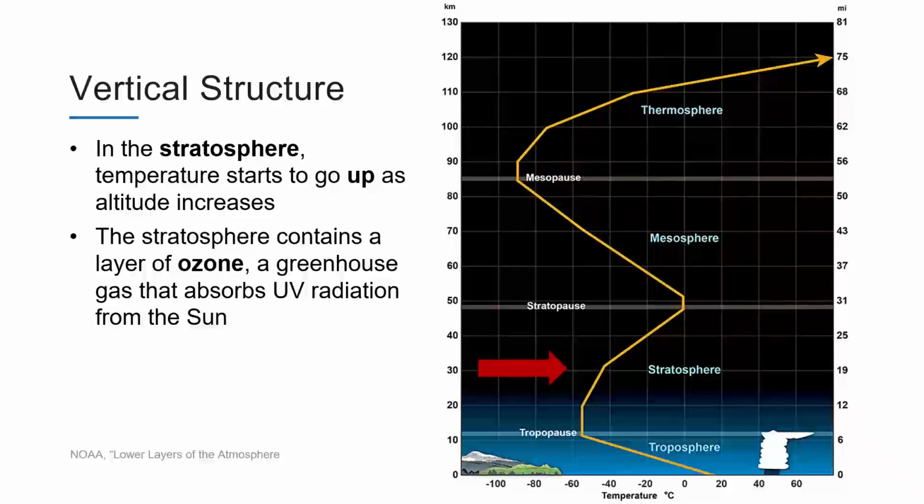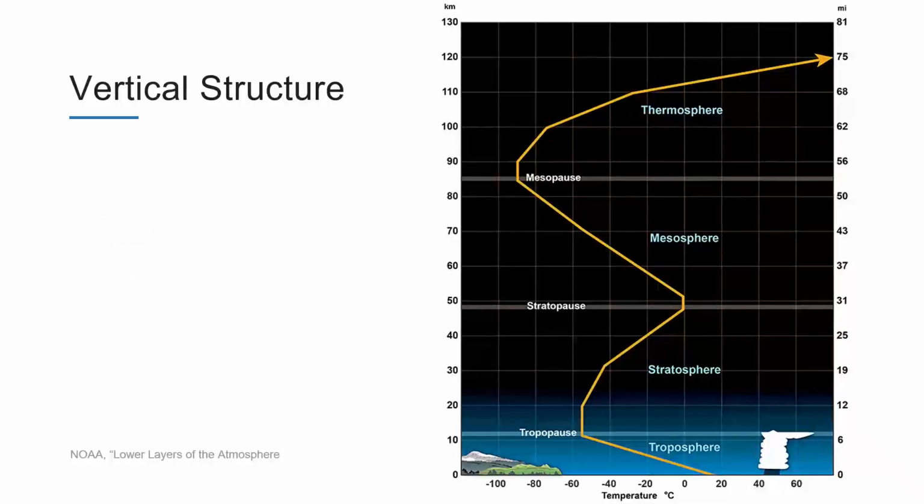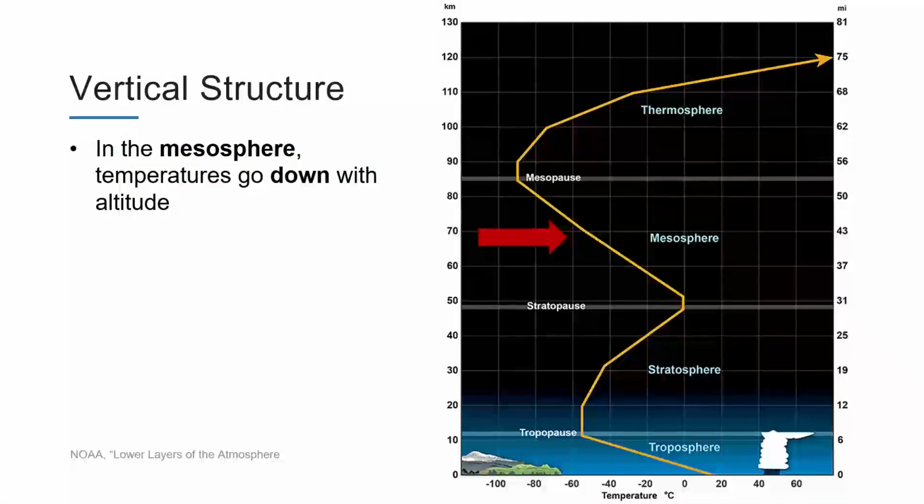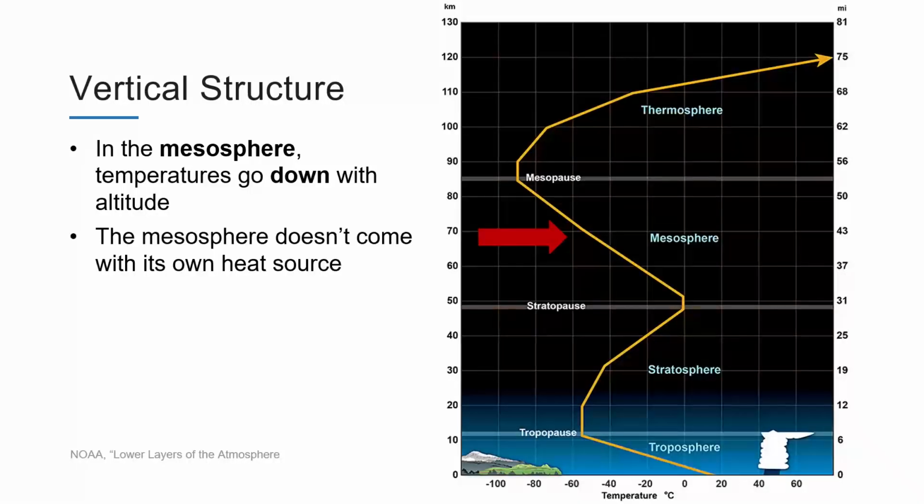And by the way, these are the same UV rays that cause sunburns and cancer if they reach your skin on the surface of the Earth. So we can thank the ozone layer for acting as our planetary sunblock. In the mesosphere, temperatures start to go down again with an increase in altitude. This is because the mesosphere doesn't come with its own heat source. Any heat here comes from the ozone layer in the stratosphere below it.